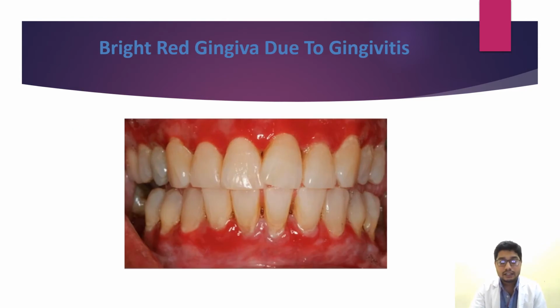See the bright red color of the gingiva. In this area you can see coral pink gingiva, and in the interdental gingiva you see it is very red. That is because of the proliferation of vascularity, and the inflammatory process is also happening.